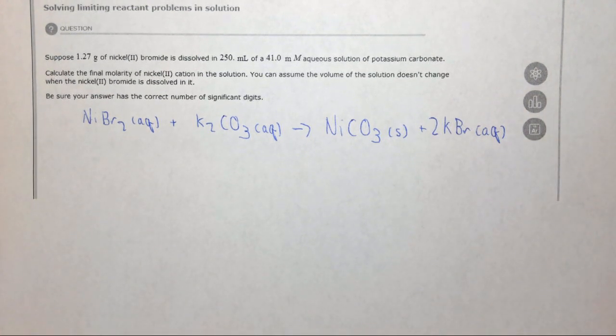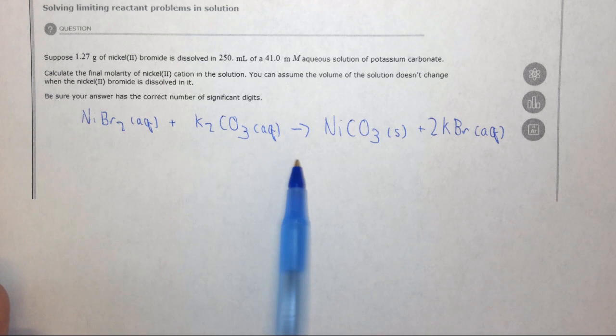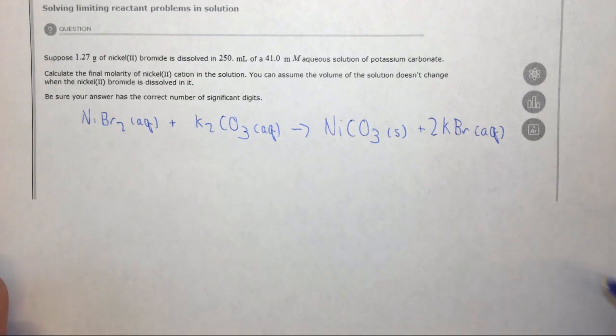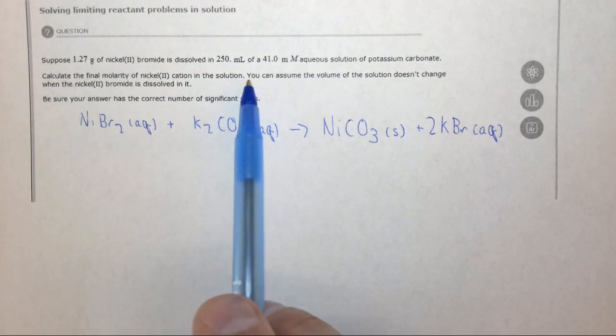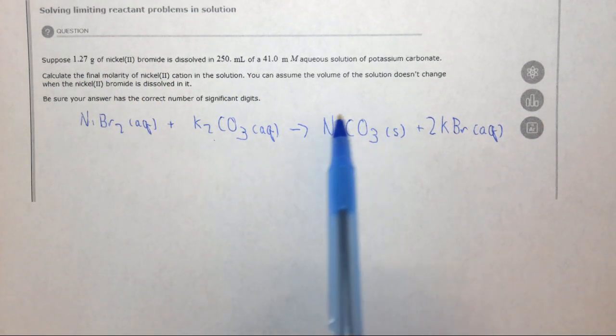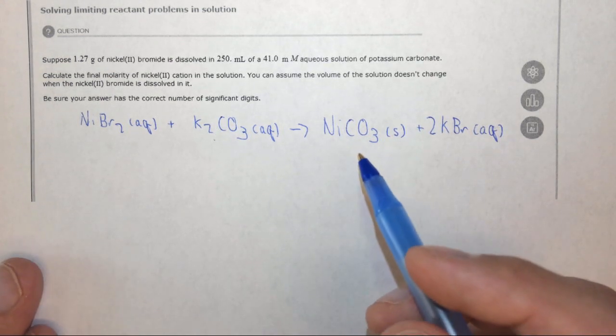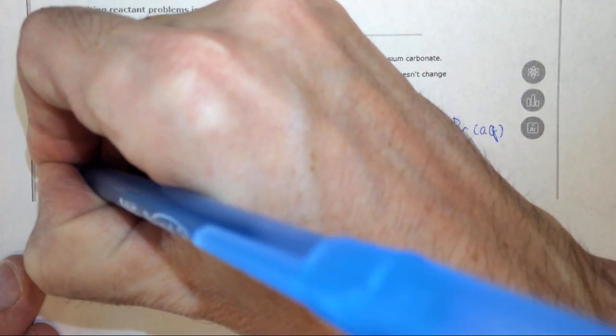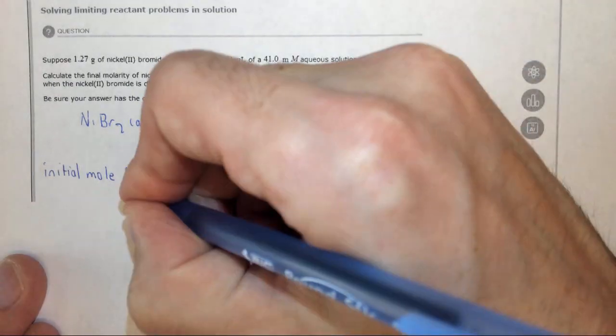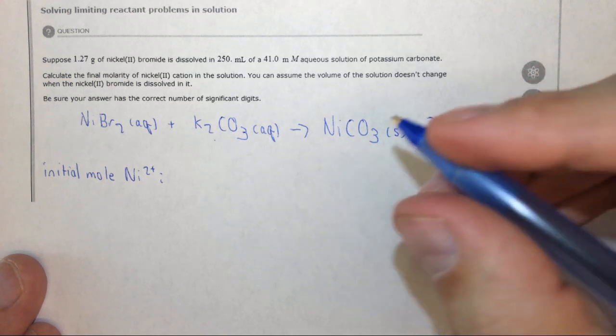Now, in some other videos on this channel, you can find more extensive details about how to write out a balanced double displacement reaction. That's not the point here, so I just went through it relatively quickly. So we have a lot going on here. We're given a mass of nickel 2 bromide, and then we want to essentially find out how much will precipitate as nickel carbonate. And then whatever nickel 2 plus is left in solution, if any, we could find its molarity. So the first thing we want to do is find the initial moles of Ni2+.